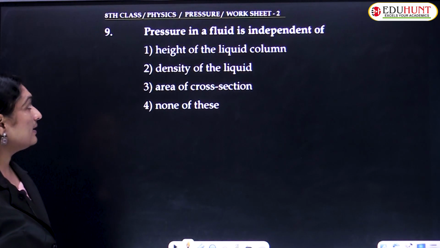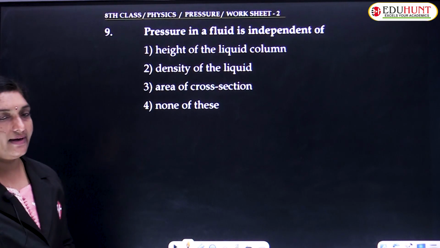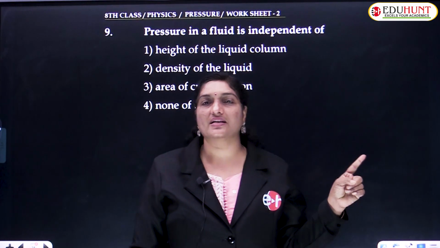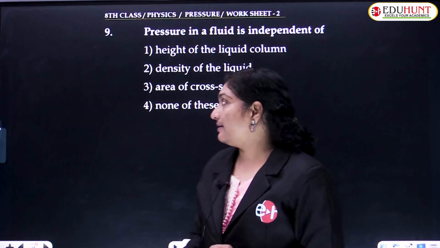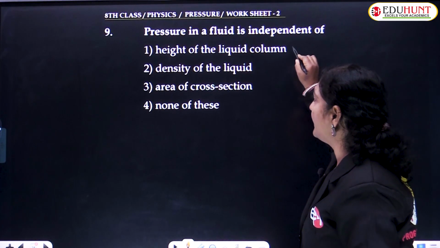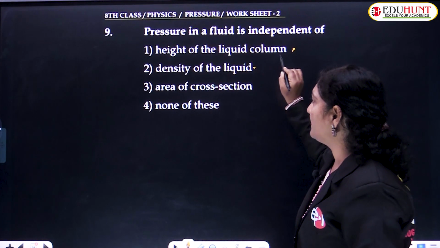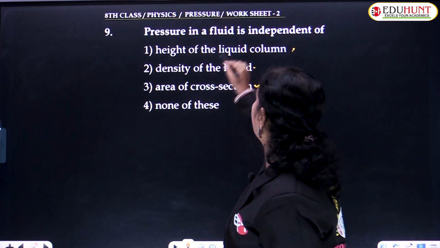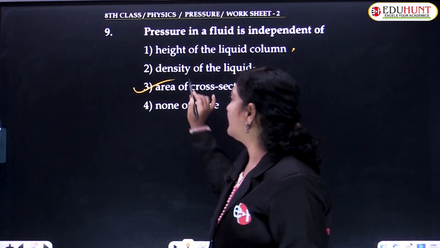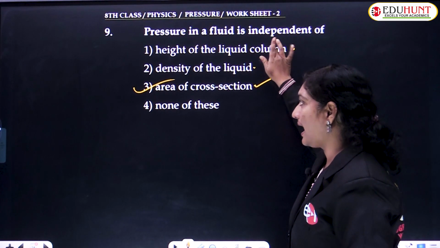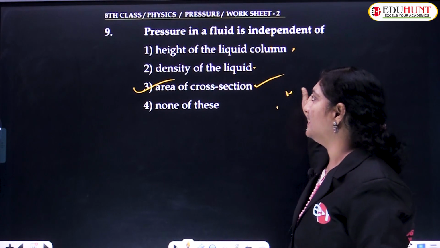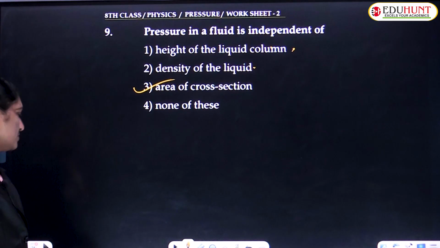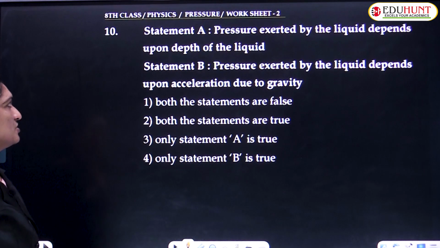Okay, children. Ninth one. Pressure in a fluid is independent of, earlier we have discussed that pressure in a fluid is independent of two factors. One is area of cross section and the other is shape of the container. So, height, no, it depends on height. Density, it also depends on density. Area of cross section, yes. So, pressure of a liquid is independent of area of cross section, but it depends on height or depth as well as density of the liquid. So, for this, which one will be the correct option? Third option.